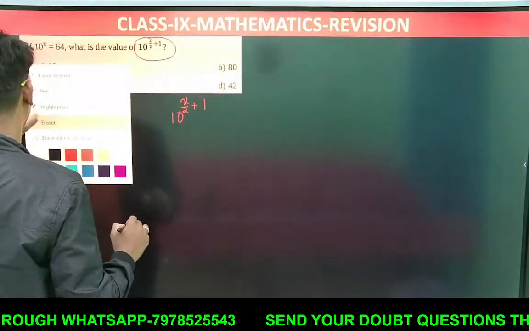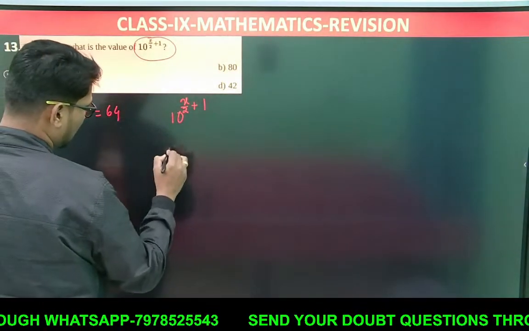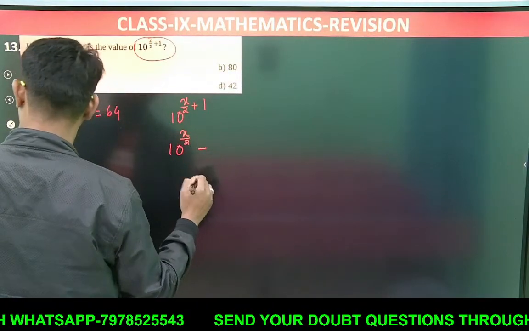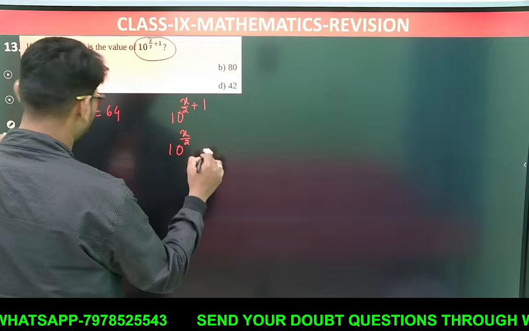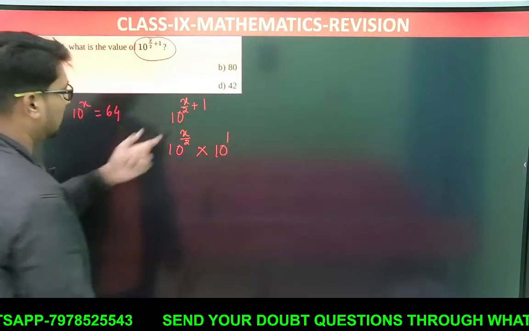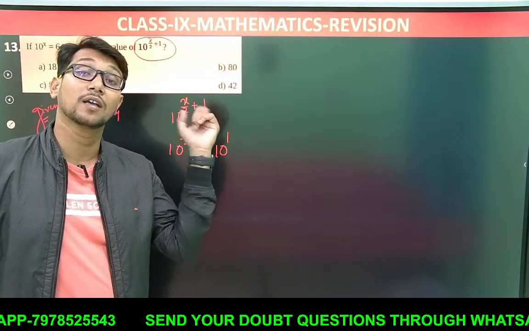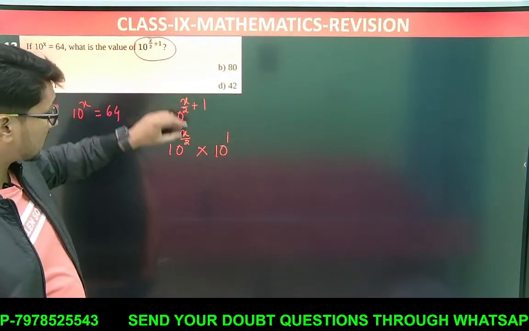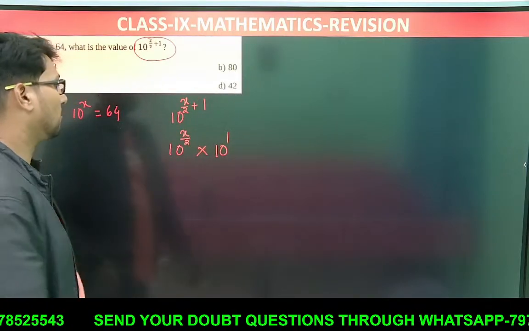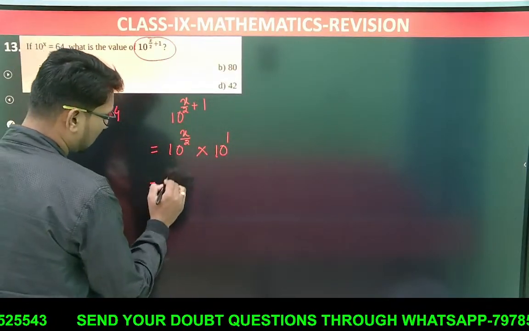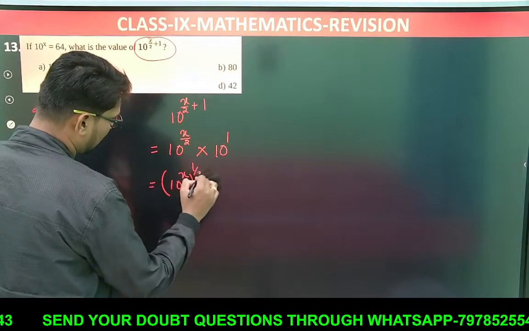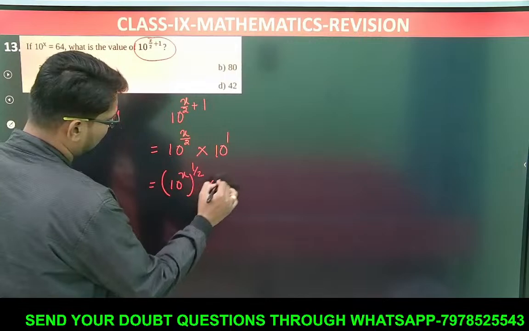So how can we solve? Though 1 has been added in the exponent, we can write this as 10 to the power x by 2 into 10 to the power 1, because 1 has been added in the exponent. So 10 to the power x by 2, with the same base, we can take as the power 1. Now further simplifying, 10 to the power x whole to the power 1 by 2, into 10.